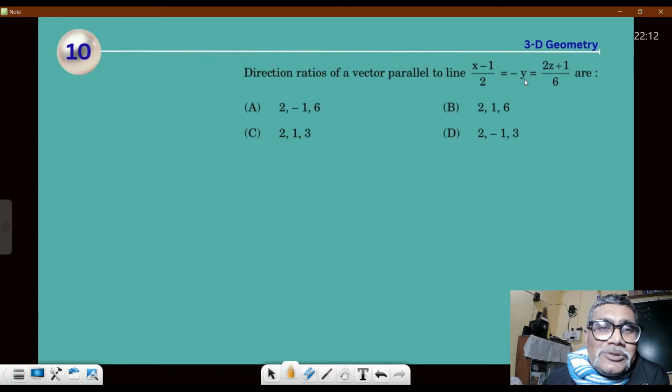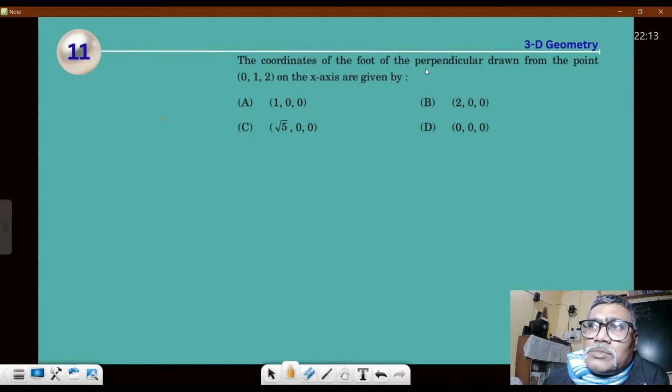This now you can do it, right? I don't want to now tell you how to do it. You can do it easily, very clearly you can do it. It is more comfortable than the previous ones. The coordinates of the foot of the perpendicular drawn from the point this on x-axis. It's a very basic problem. This can be given in class 11 also.